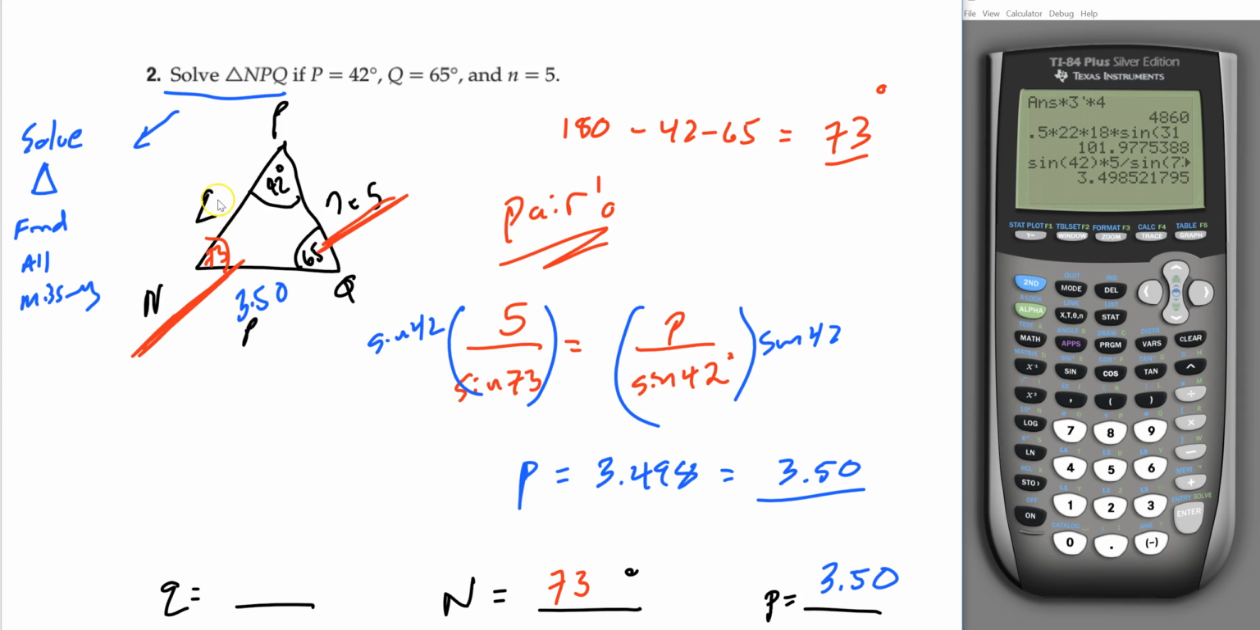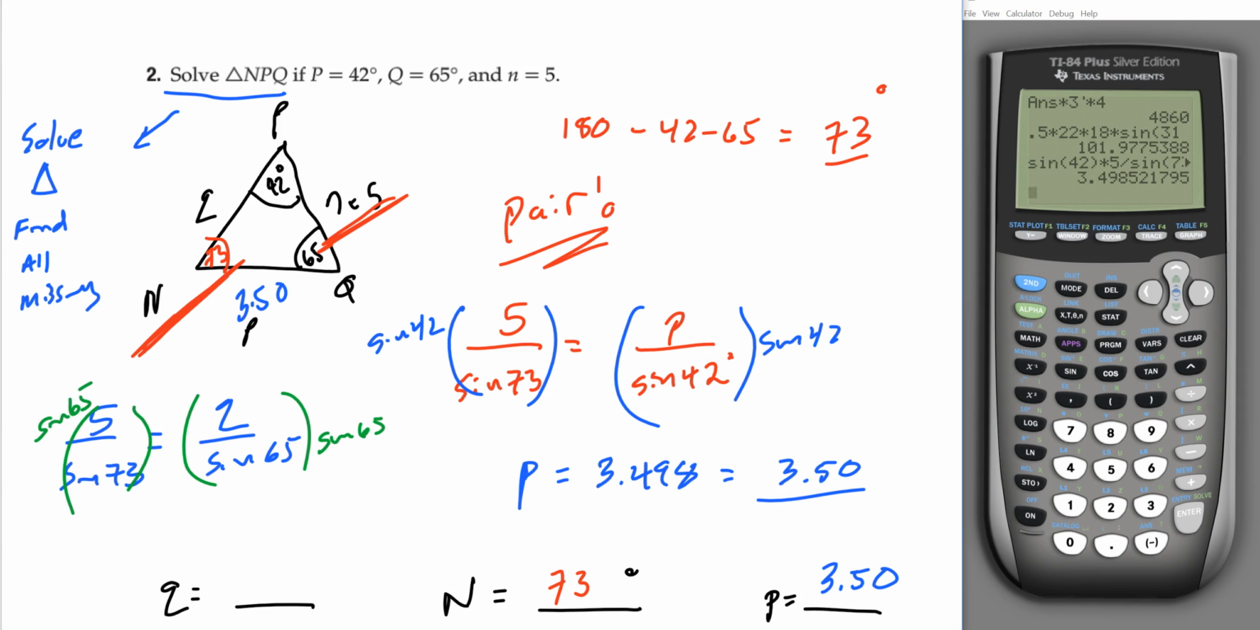If I want to find my missing q, I gotta go back to law of sines. So in this case, I'm gonna use the exact same proportion. I know 5 over sine of 73. If I want to find q, I'm just gonna put q over sine of 65. Then I'll multiply both sides by sine of 65. Put that into your calculator and you get q equals 4.74. I'm going to do nearest hundredth.